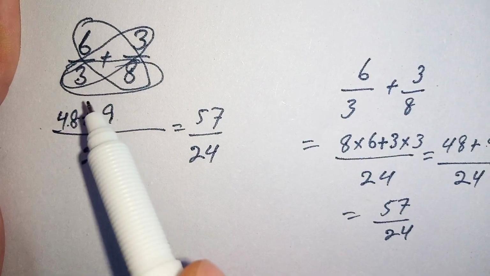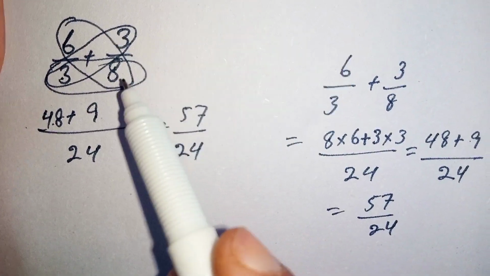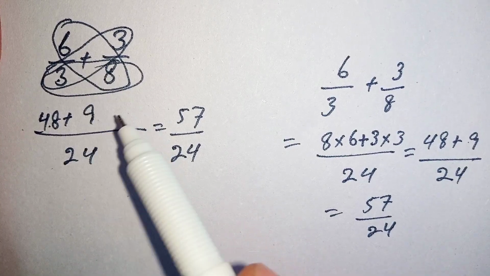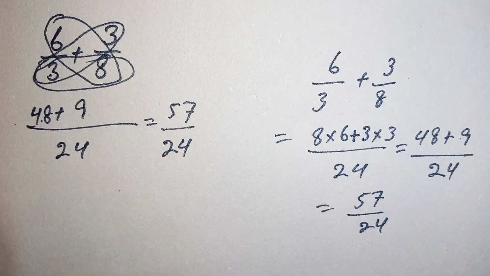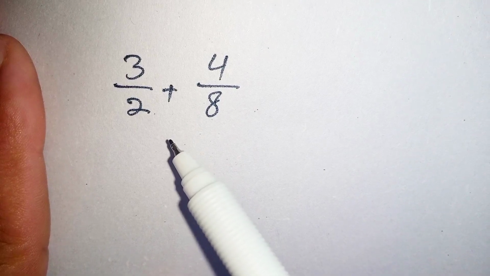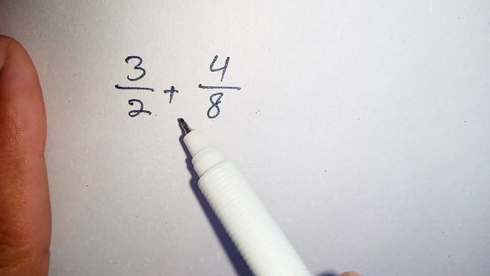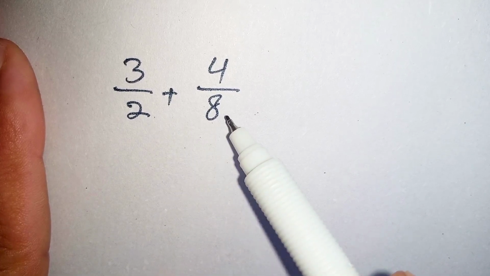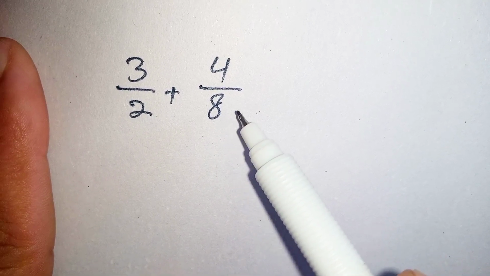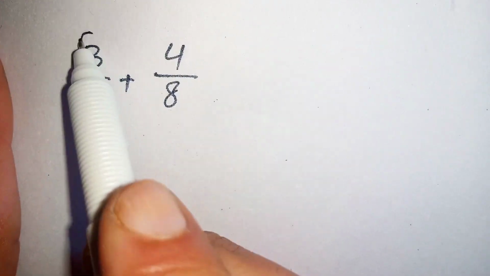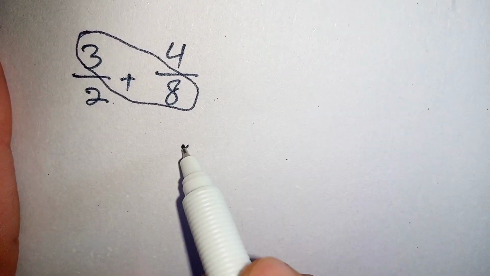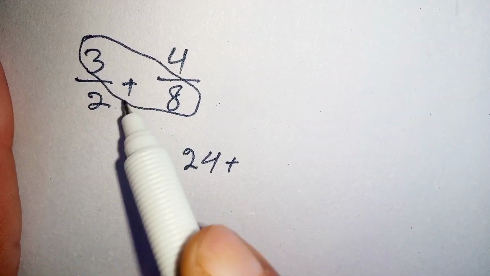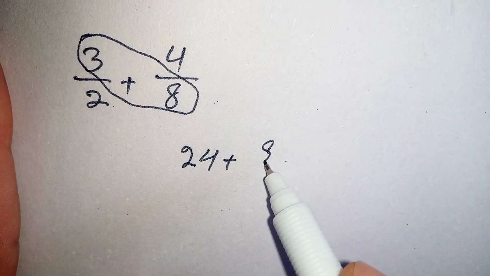So it means that this trick works, and you can use it for the addition of unlike fractions, or for the addition of fractions with different denominators. Now we will take another example in which we have two fractions with different denominators. Here we see that one denominator is 2 and the other is 8. So again we will multiply 3 with 8, which is equal to 24, plus, because here the sign is plus, and multiply 2 with 4, which is equal to 8.